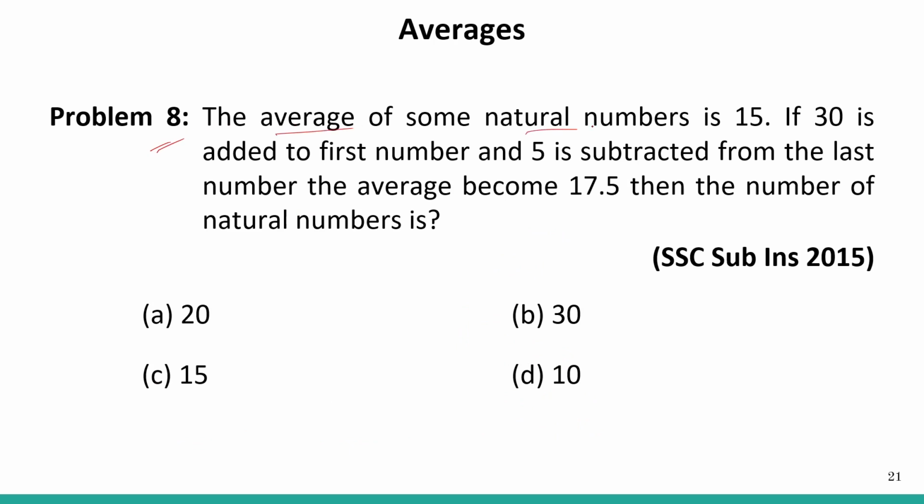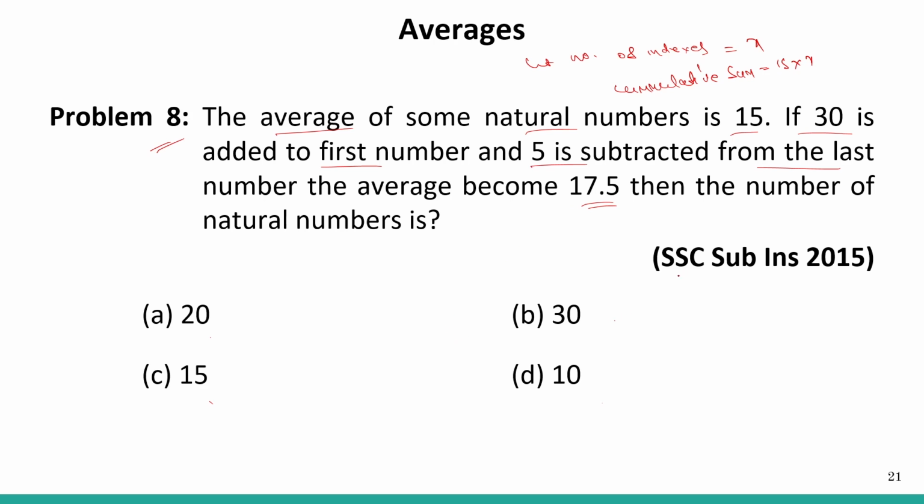So the average of some natural numbers is 15. If 30 is added to the first number and 5 is subtracted from the last number, the average becomes 17.5. Okay, so the number of natural numbers is it 20, 30, 15 or 10? Let the number of natural numbers be x. So the cumulative sum is equal to 15 into x, right? If 30 is added to the first number and 5 is subtracted from the last number, the average becomes 17.5. Then the number of natural numbers is what?